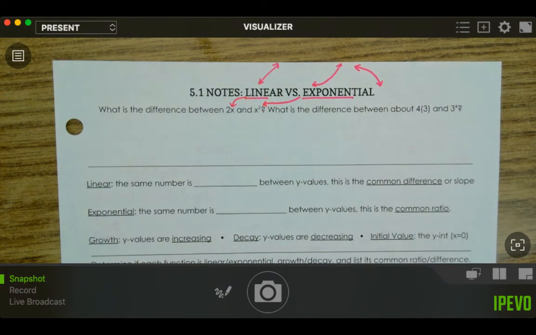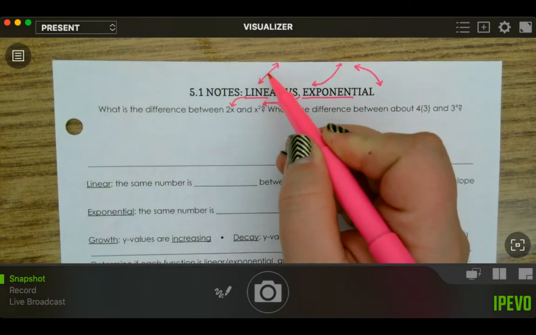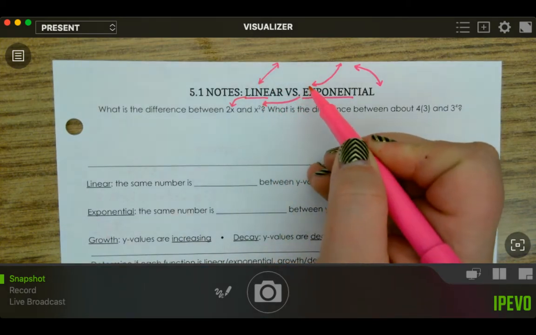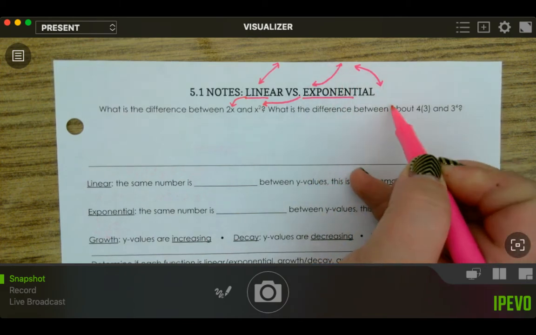So you might have heard rising exponentially or growing exponentially in the news or something, especially about COVID cases. That's what it means, it's starting to go up really fast. Instead of steadily going up by the same number, it's going up super fast or going down super fast.